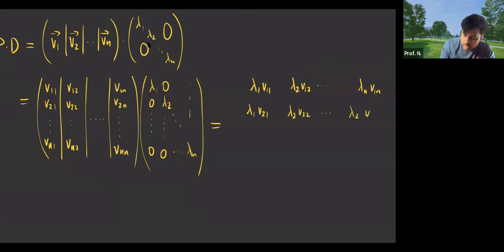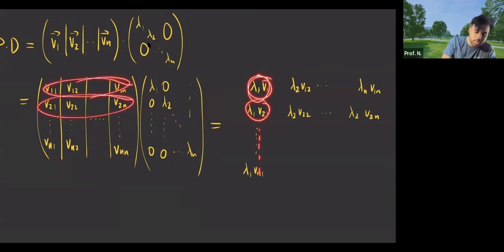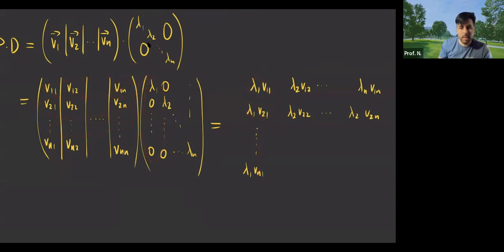Lambda 2 v2n. You go all the way down. This becomes lambda 1 vn1. Do you guys see what happens when I go down along each of these entries here? To get these entries here, what am I doing? I'm taking each row of the first matrix and multiplying with the first column of the second matrix. So what happens inherently is that all of these entries here get multiplied by lambda 1. Then all of these entries here get multiplied by lambda 2, and so on and so forth.